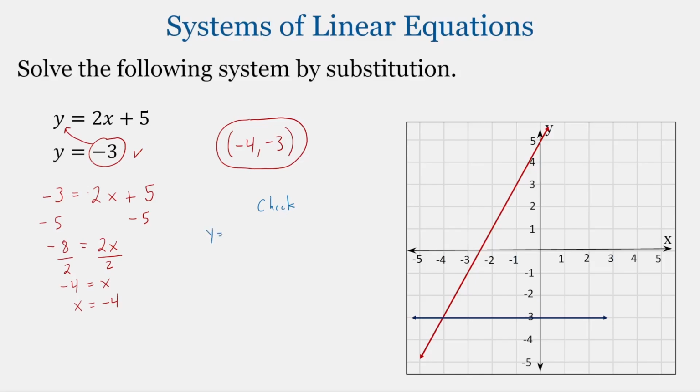So we have y equal to 2x plus 5. That becomes negative 3 equal to 2 times negative 4 plus 5. So we have negative 3 equal to negative 8 plus 5. This gives us negative 3 equal to negative 3. So that's a true statement. Then with our second equation, we have y equal to negative 3. Well, y is negative 3, so we have negative 3 equal to negative 3. That is also a true statement.